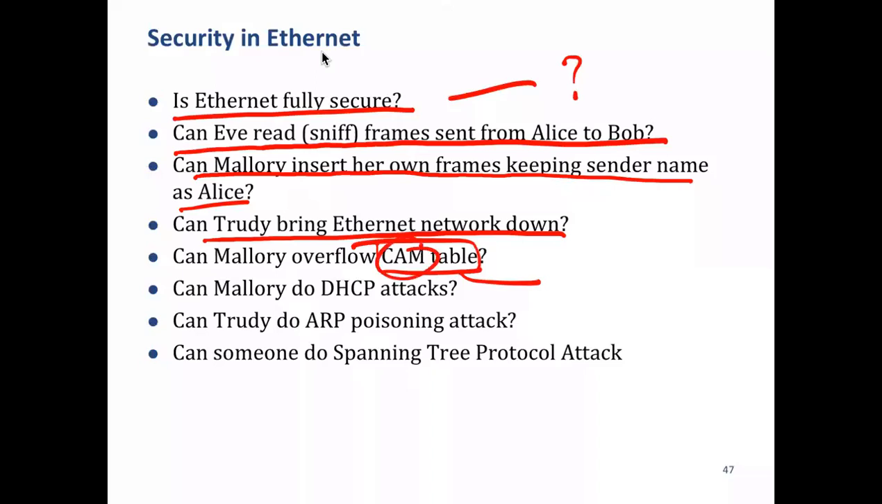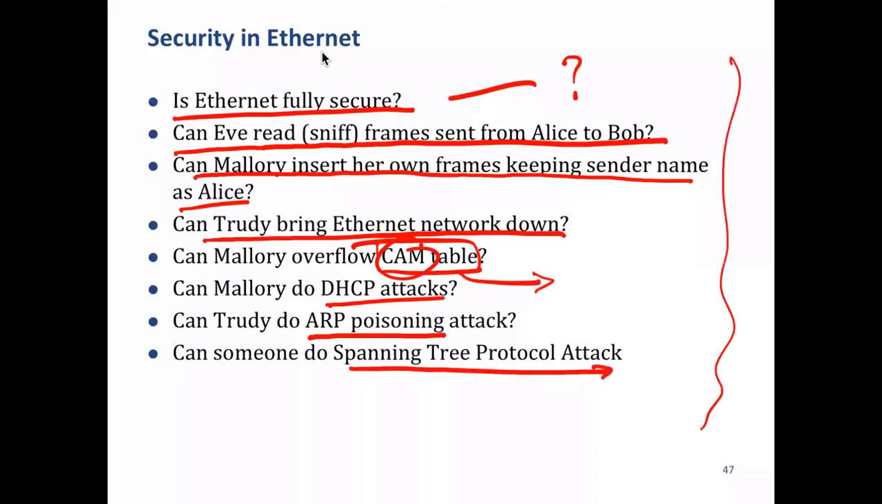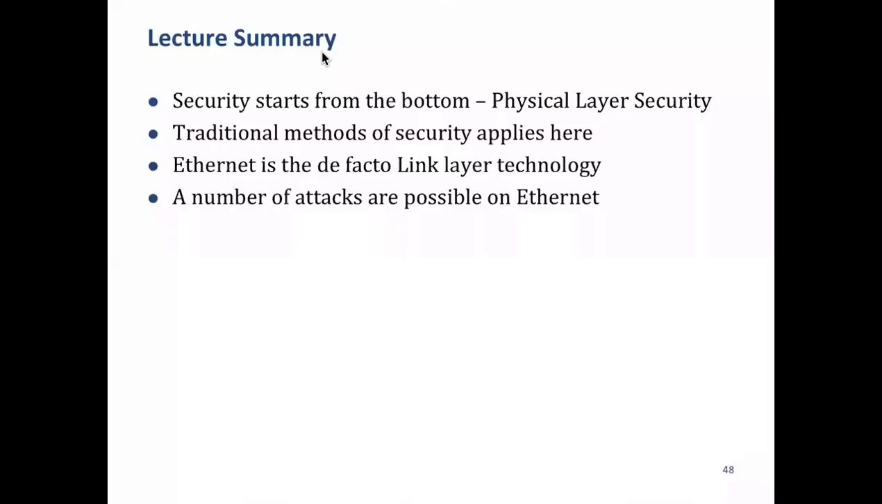CAM stands for content addressable memory. Basically the table inside, the routing table inside, is CAM type, so the searching time is less, and so can overflow happen? Can Mallory do a DHCP attack? ARP poisoning can be done. Spanning tree attack can be done. So all these are the problems which we'll study in the next class. All right. Okay. Any question?